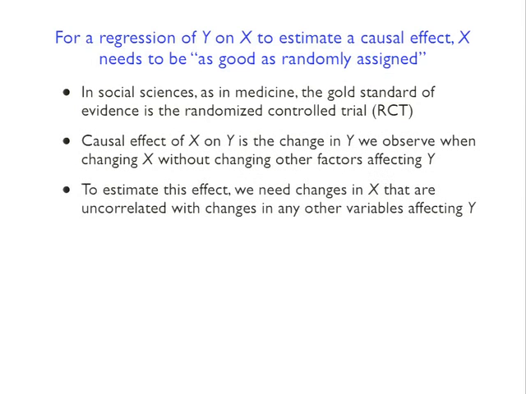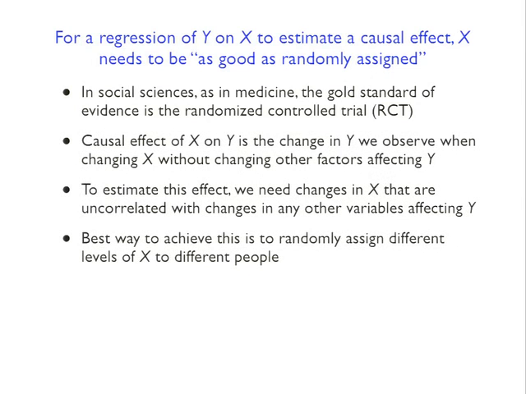And the best way to guarantee yourself of that is to randomly assign different levels of x to different people. So in a lot of our cases, x really only has two levels. Either you're treated, so you have x equals 1, or you're not treated, so you have x equals 0. So the idea here is we're going to randomly choose some people to get treated and other people not to get treated. And because of the random assignment, you know that nothing else can be correlated with x unless x actually has a causal effect on that other thing.